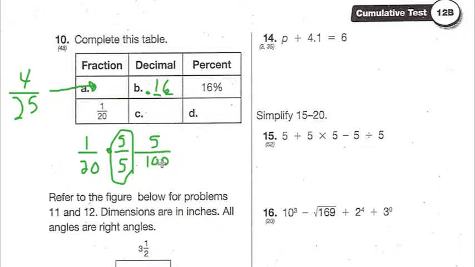This is per 100. So my answer is going to be 5. And then that is 5% again, or 5 hundredths. So I have my tenths place after the decimal, and then my hundredths place. So I'm going to have 0.05 for my decimal. Hopefully that's what we got. Moving along.